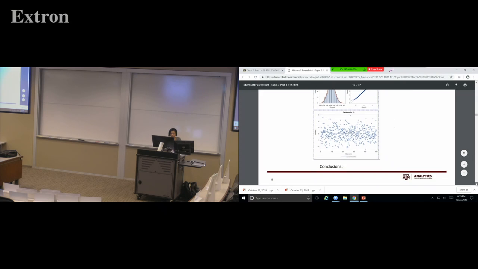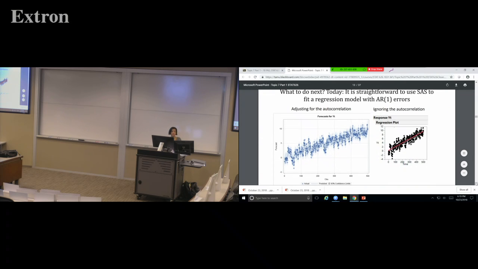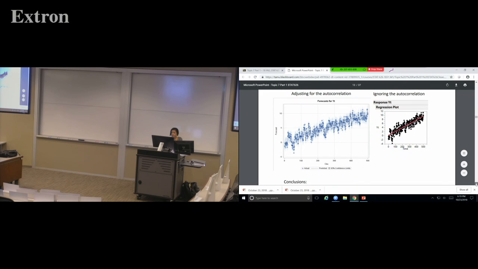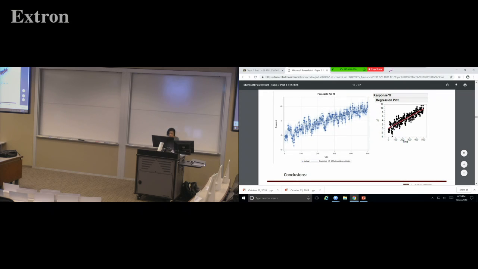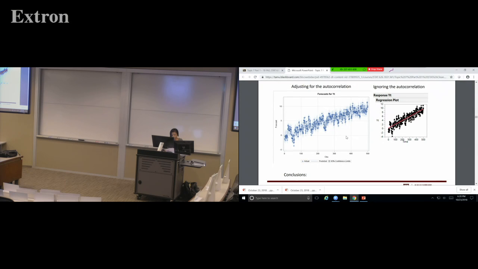So if we compare the regression where we adjusted for the autocorrelation, specifically AR1, to the regression where we ignored the autocorrelation, what you're able to see is that the linear regression here on the right that ignores the autocorrelation misses the movement of the series. Forecasting adjusted for the autocorrelation allows for much more improved forecasting. So adjusting for the autocorrelated errors improves our ability to forecast, just in a simple setup.